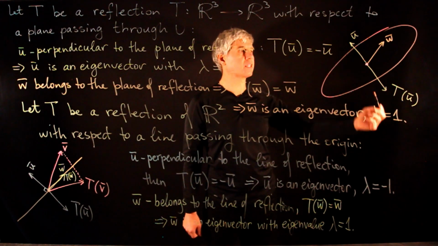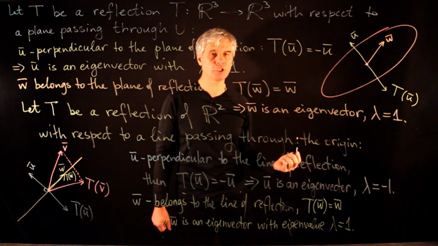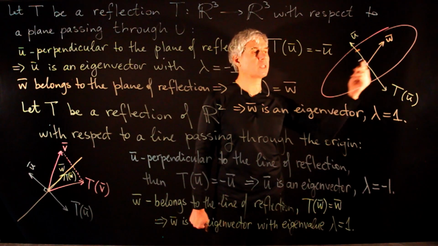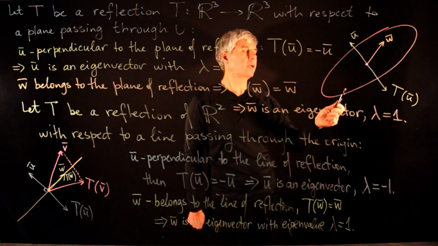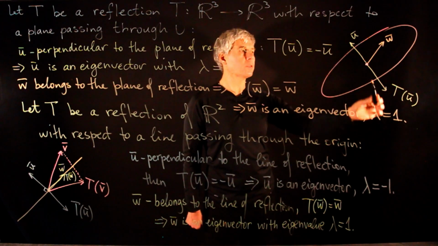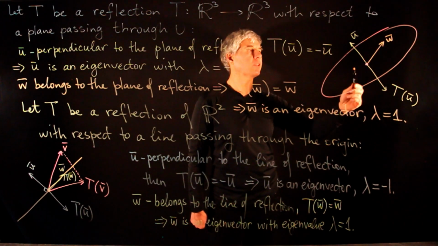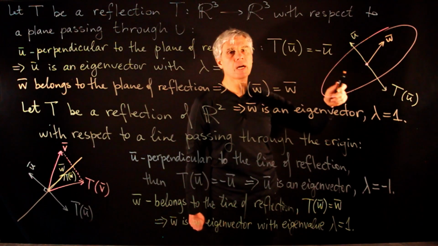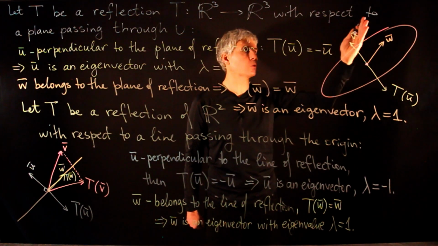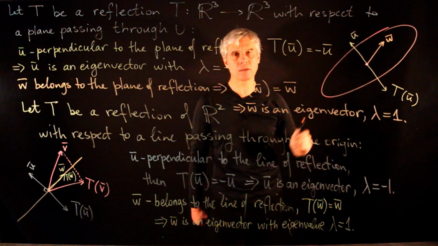Again, in this situation, we have two eigenvalues, +1 and -1. And -1 eigenvectors lie on the line perpendicular to the plane of reflection. And +1 eigenvectors are non-zero vectors that lie in the plane of reflection. And it's fairly easy to see that all other vectors, not on the line perpendicular to the plane of reflection and not in the plane of reflection, are not eigenvectors for these linear transformations, because we're not going to get a multiple of the same vector when we take its mirror image.